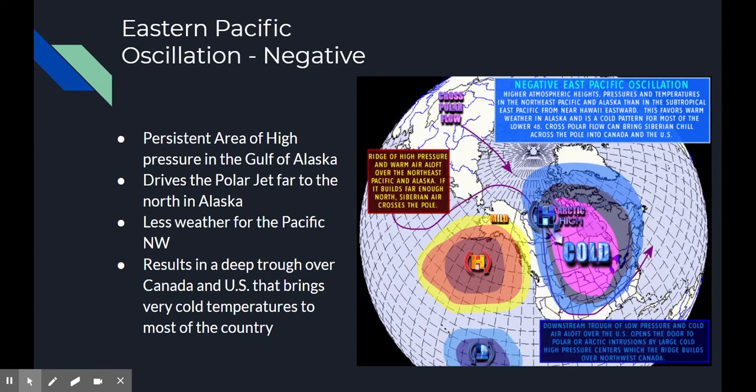The negative phase of this Eastern Pacific Oscillation is a persistent area of high pressure. This forces the polar jet far to the north in Alaska. Not only does it give mild temperatures for Alaska, but it also results in less weather for the Pacific Northwest and generally our area as well. It also results in a really deep trough over Canada and the United States that brings very cold temperatures to most of the country. One example of this was February 2011, when we had sub-freezing temperatures for several days. It was part of this very deep trough that occurred.